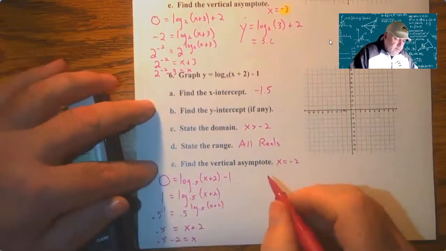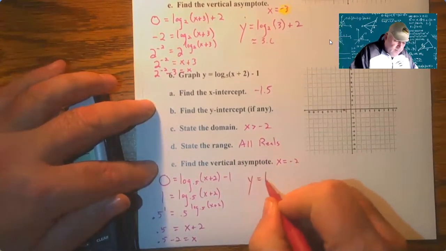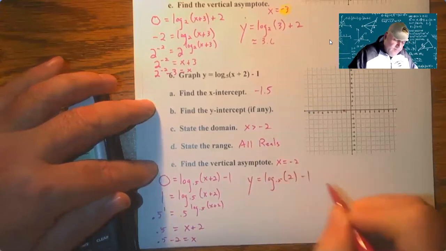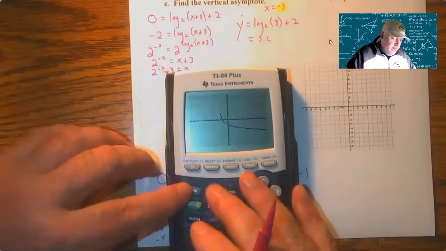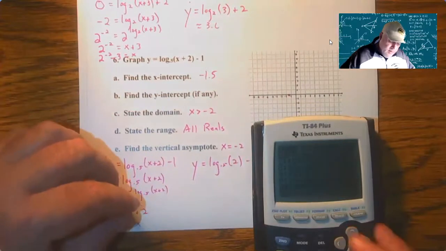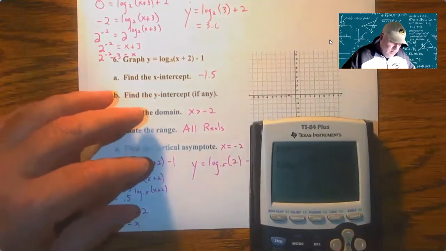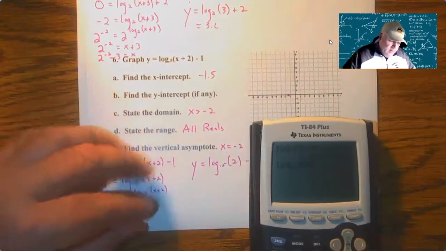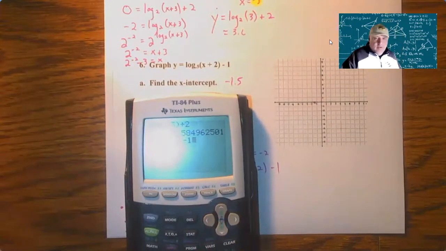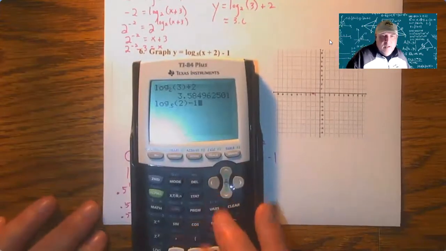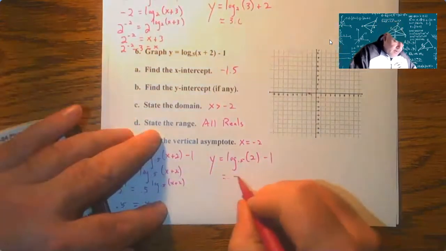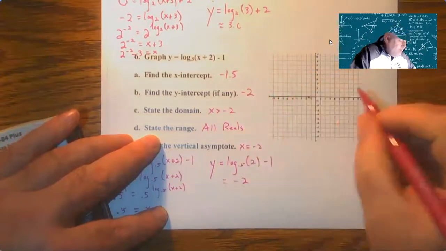And then the y-intercept is let x be 0 and solve for y. So log base 0.5 of 2 minus 1. So we got to use the change of base key again, which is okay to do. Or you can use the, I'm sorry, I meant the log base key, or you can use the change of base formula, either one. So -2 is the y-intercept.